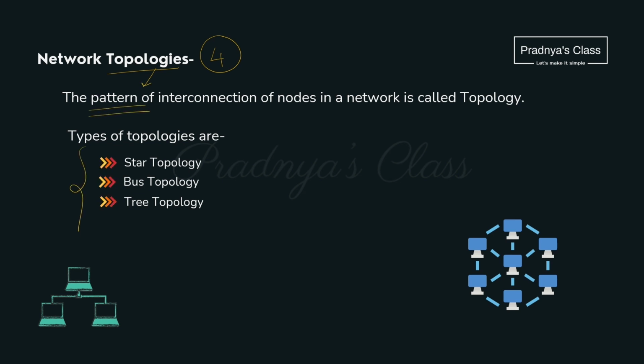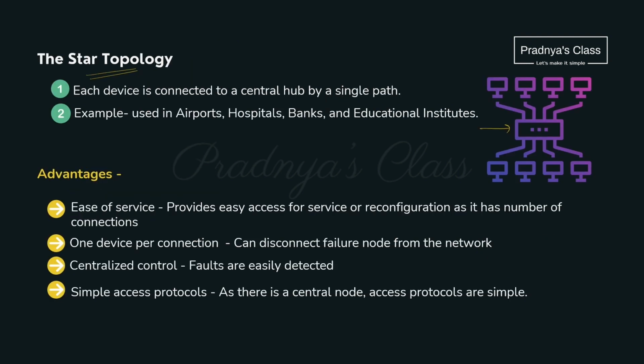There are three topologies: star, bus and tree. What is star topology? Here we will have one central hub and all the devices will be connected to that hub. Look at the advantages.